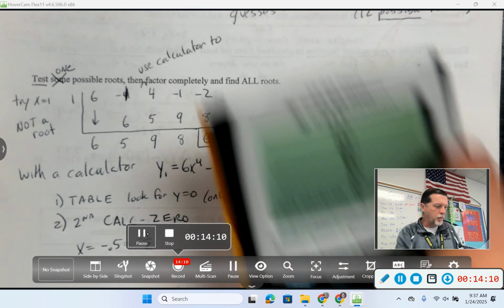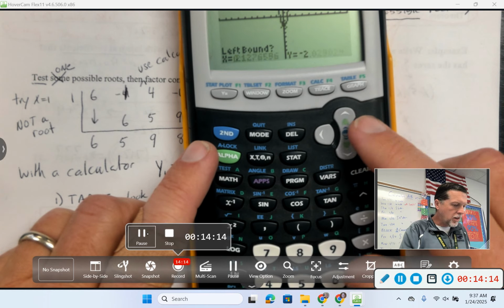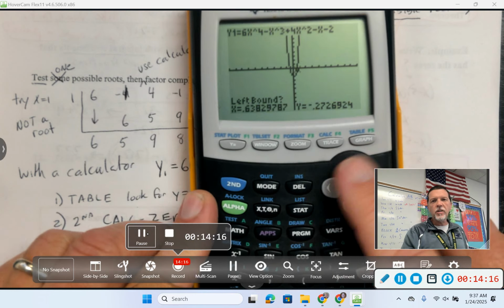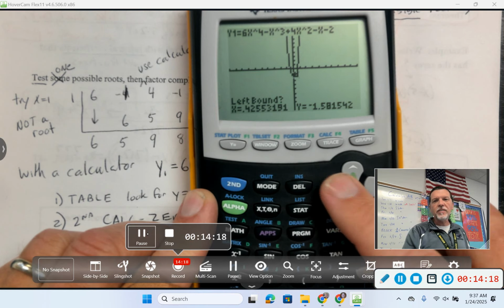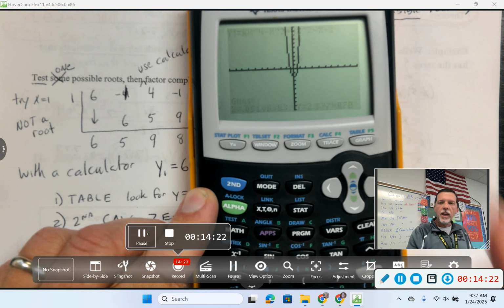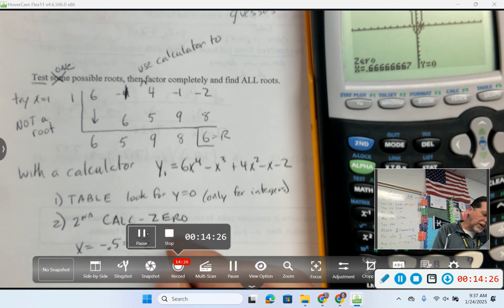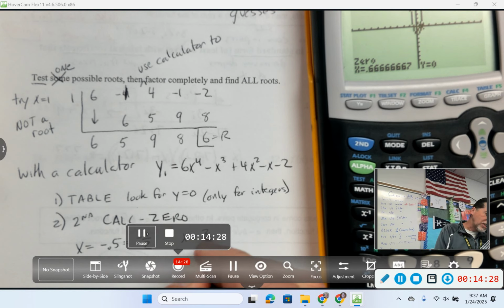Okay, it looks like everybody found that second 0. Second calc 0. Left of the 0. Again, as long as you're left of the 0 you're looking for. Right of the 0. And then enter. And most of you figured out that 0.66666667 was 2/3.